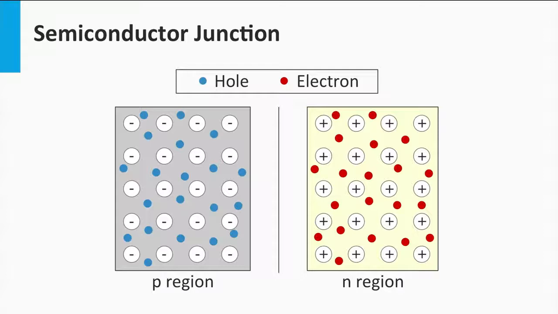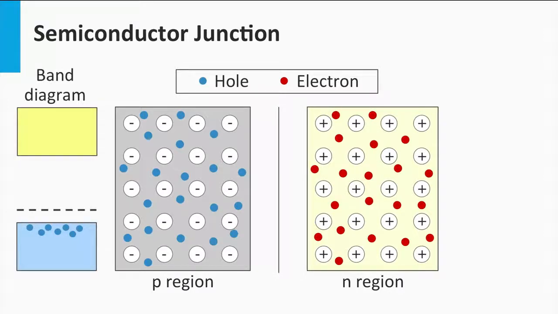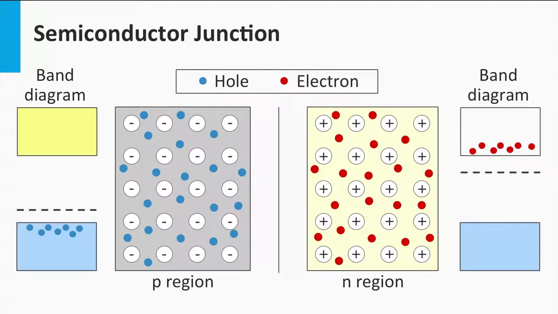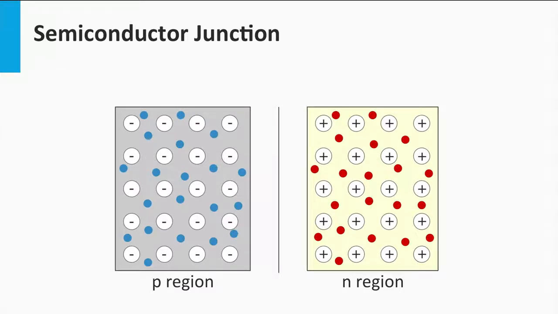On the left, we see a p-type semiconductor material. The electronic band diagram of the p layer is illustrated on the left as well. I would like to address again that for the p-type silicon, the Fermi level, indicated by the dashed black line, is closer to the valence band than to the conduction band. On the right, we see the n-type semiconductor material. Its corresponding electronic band diagram is illustrated on the right. The Fermi level is closer to the conduction band for the n-type material.